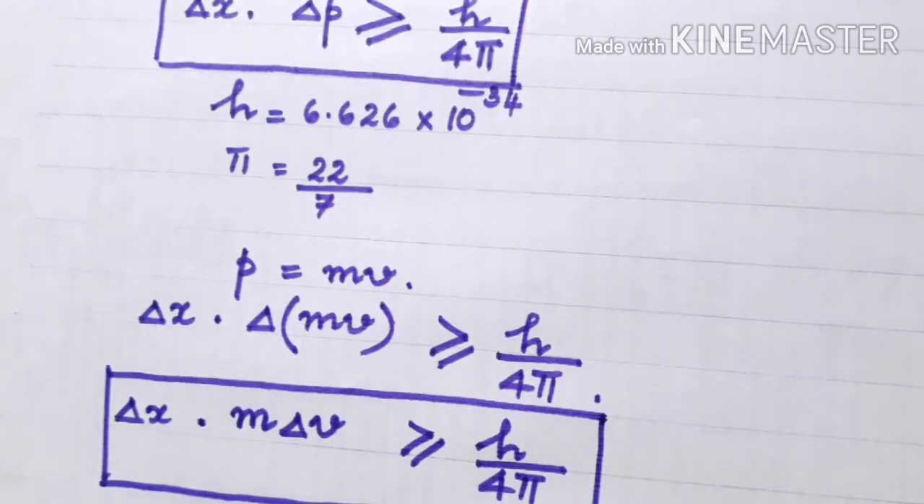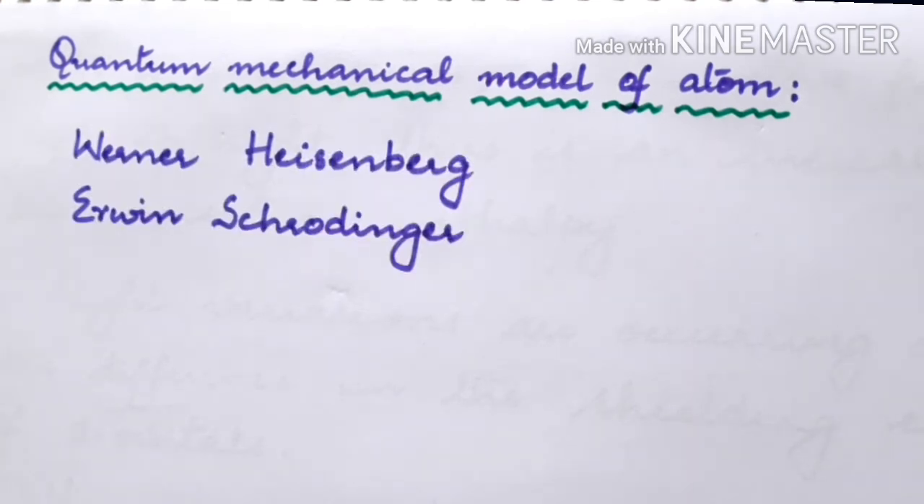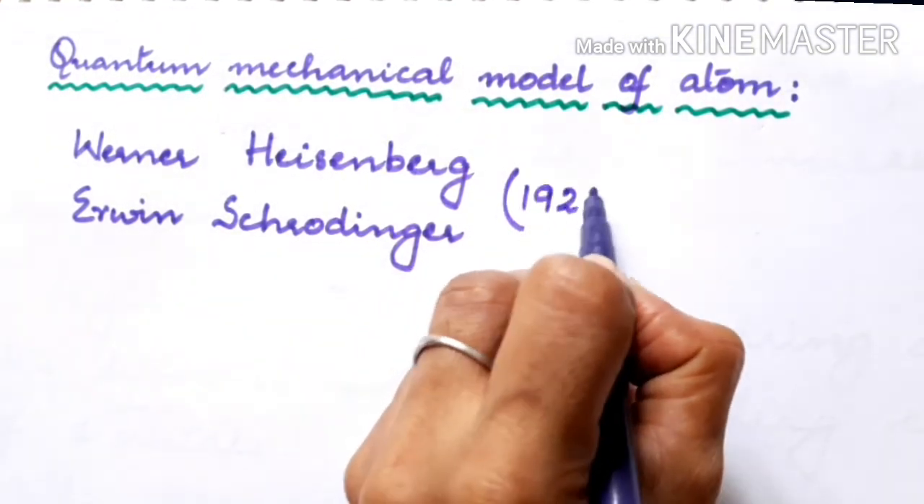So, the new model of atom called the quantum mechanical model was established with the help of dual nature of matter and Heisenberg's uncertainty principle. Quantum mechanics is the branch of science that takes into account the dual nature of matter, like that of electrons. Quantum mechanics was developed independently in the year 1926 by Werner Heisenberg and Erwin Schrödinger.